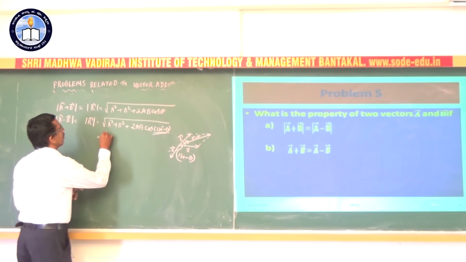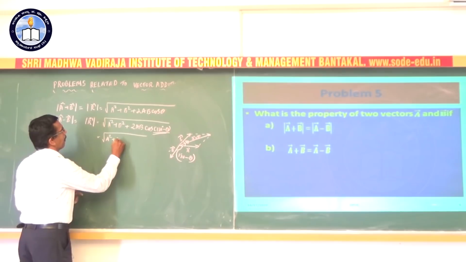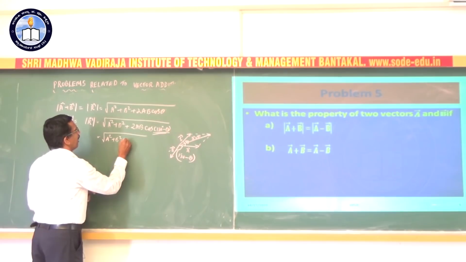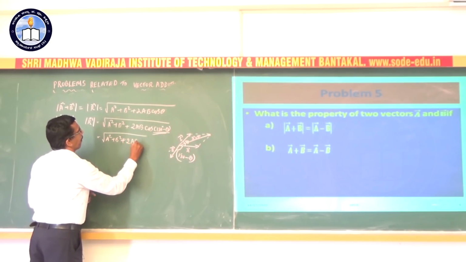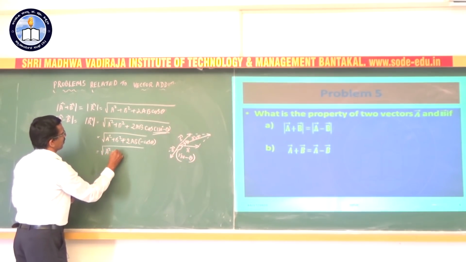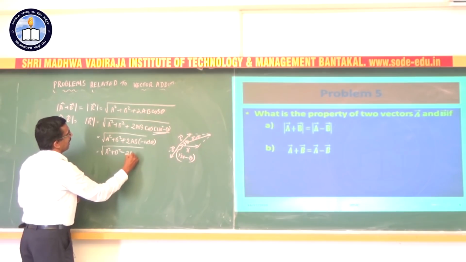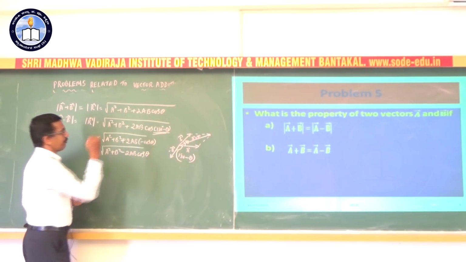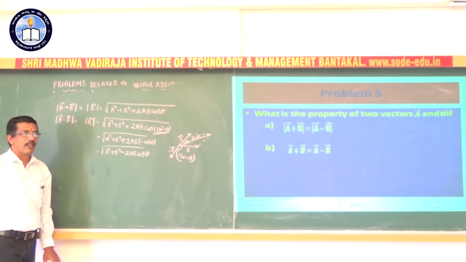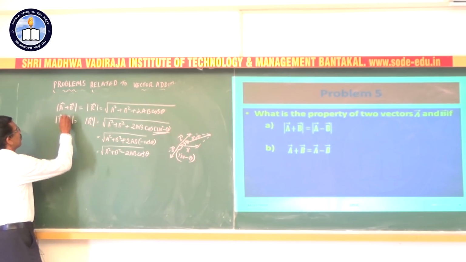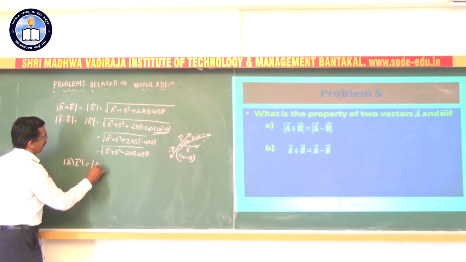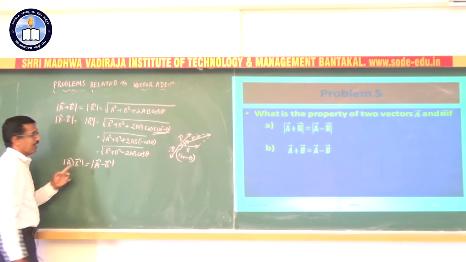So, square root of A square plus B square plus 2AB into cos 180 minus theta, which is minus cos theta, works out to be root of A square plus B square minus 2AB cos theta. Why minus? Because of this minus. Plus into minus is minus. Now, they have given that these two are equal. In the problem, they gave the condition magnitude of A plus B is equal to magnitude of A minus B.